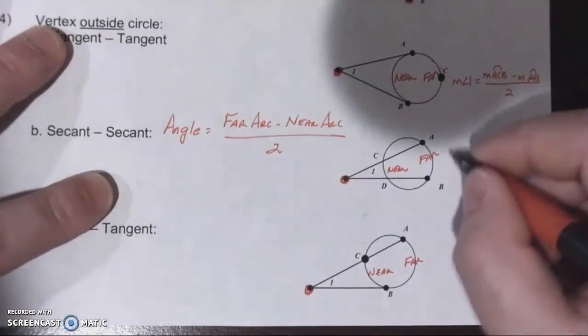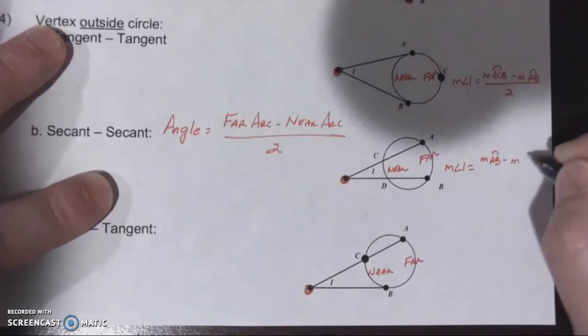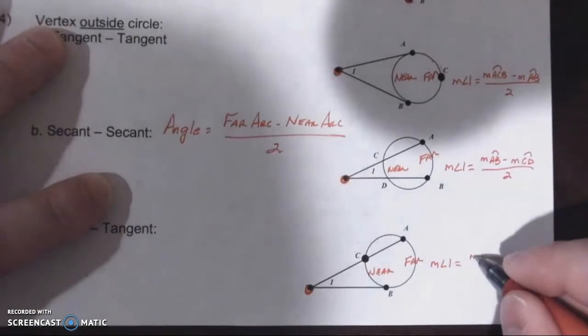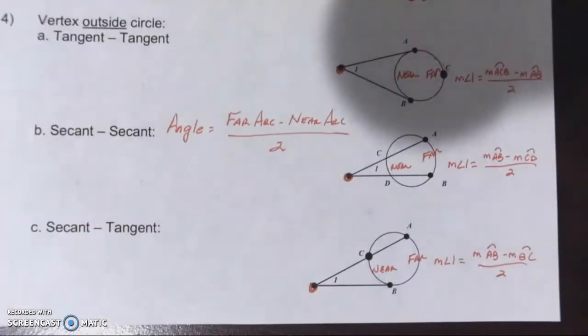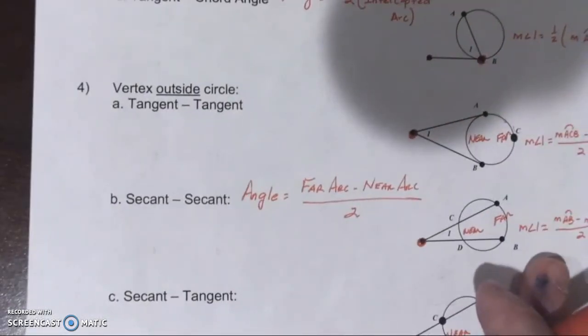All over 2. Measure of angle 1 would be the measure of arc AB, the far arc, minus the measure of arc CD, the near arc, over 2. The measure of angle 1 would equal the measure of arc AB minus the measure of arc BC, all over 2. Far arc minus near arc divided by 2. So what we've done is we've taken 2 sections of work, 11.3, 11.4, plus central angles, which we learned a little while ago back in first semester, and we've created 4 simple formulas for you to remember and know how to work with these angles and their intercepted arcs.